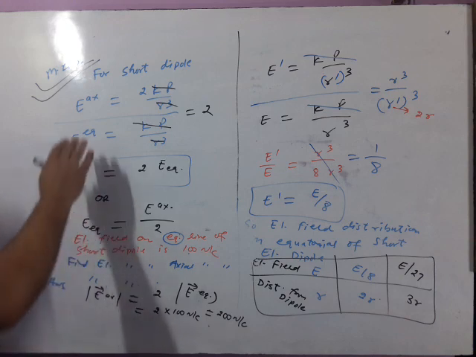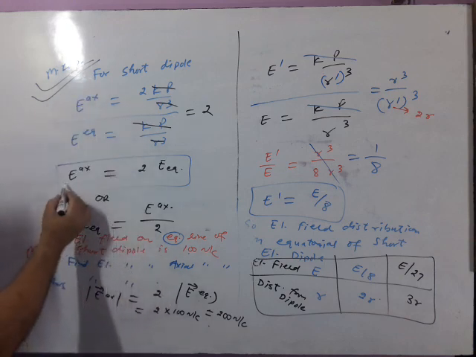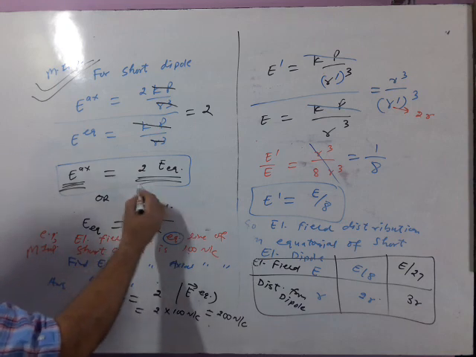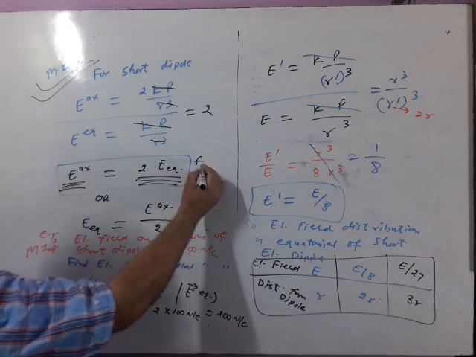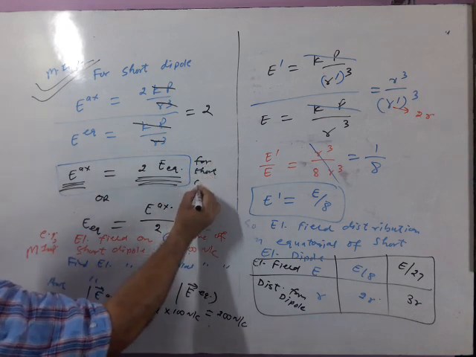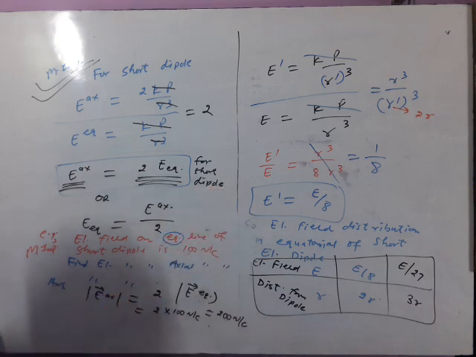If the same question, prove that the electric field on the axial line is twice the electric field on the equatorial line for a short dipole, is asked for 5 marks, then you will have to write both derivations, of axial as well as equatorial. Then you will have to compare this. Got it?